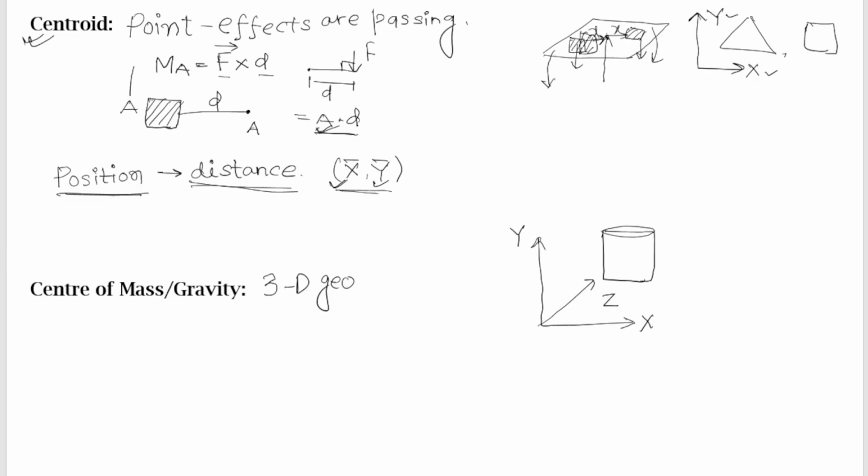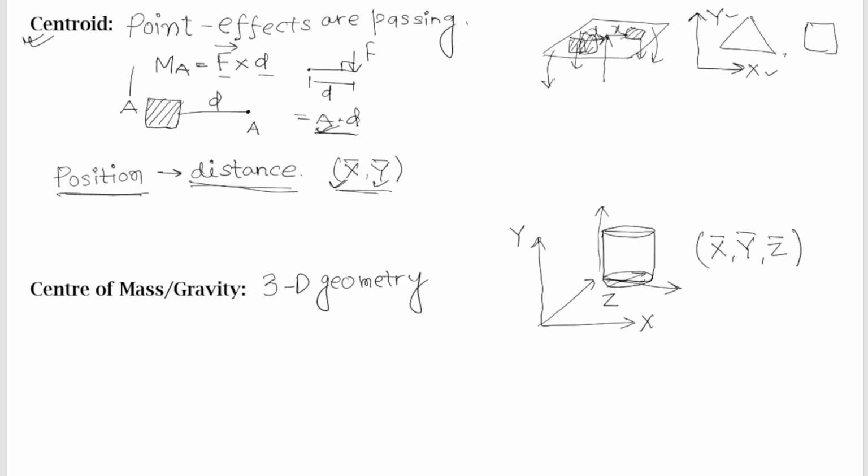Now suppose I have a cylinder placed in the coordinate system. Now we need to find out what the coordinates of this centroid are in x direction, in y direction, in vertical direction, and there is a depth, meaning in z direction also. So 3D geometry, or I can say it is the distance. Now you need to find out three points, x bar, y bar and z bar. That is the only difference between the centroid and center of gravity and center of mass.